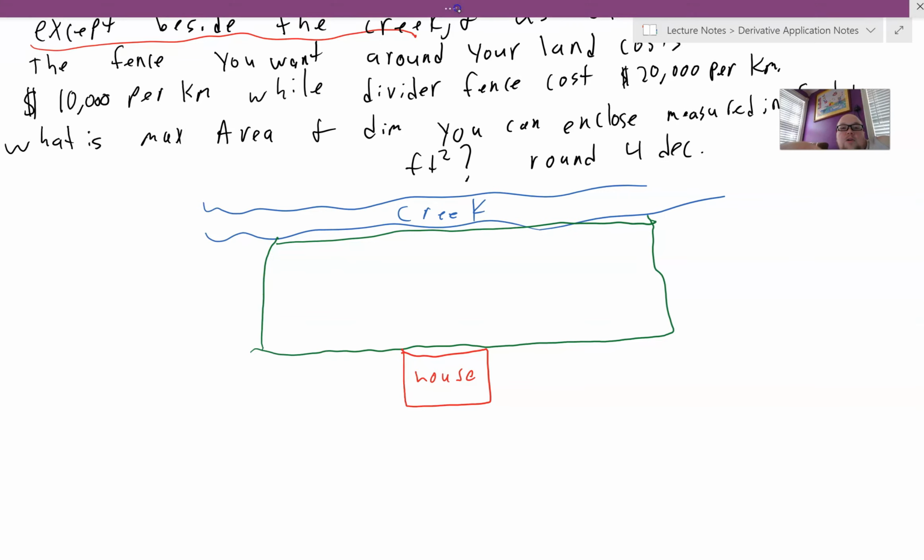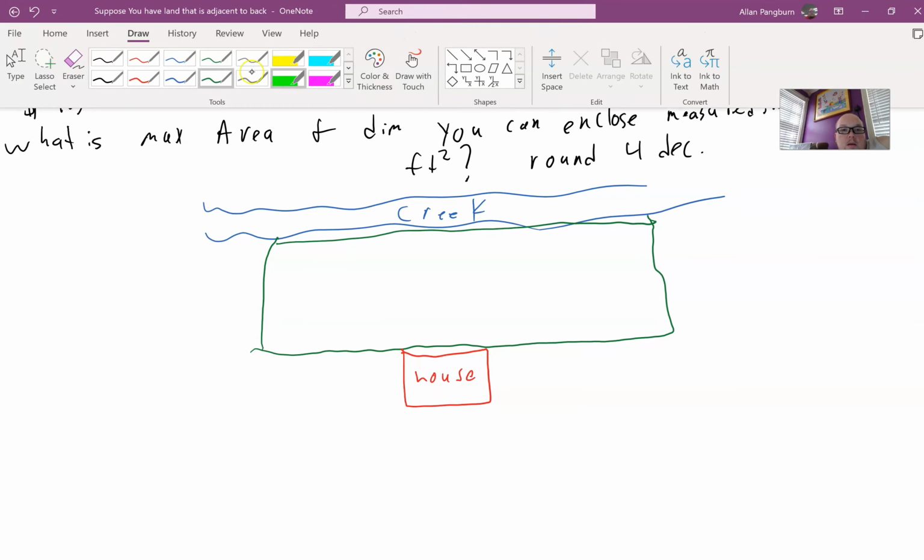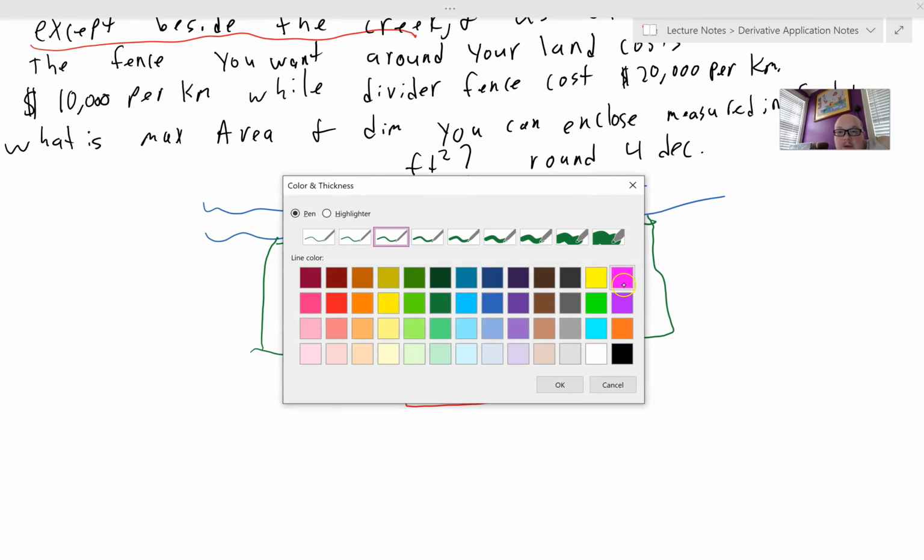Now, it says we want to put fence around our land except at the back by the creek. Sorry, my marker is not wanting to work today. So, let's get that put in.